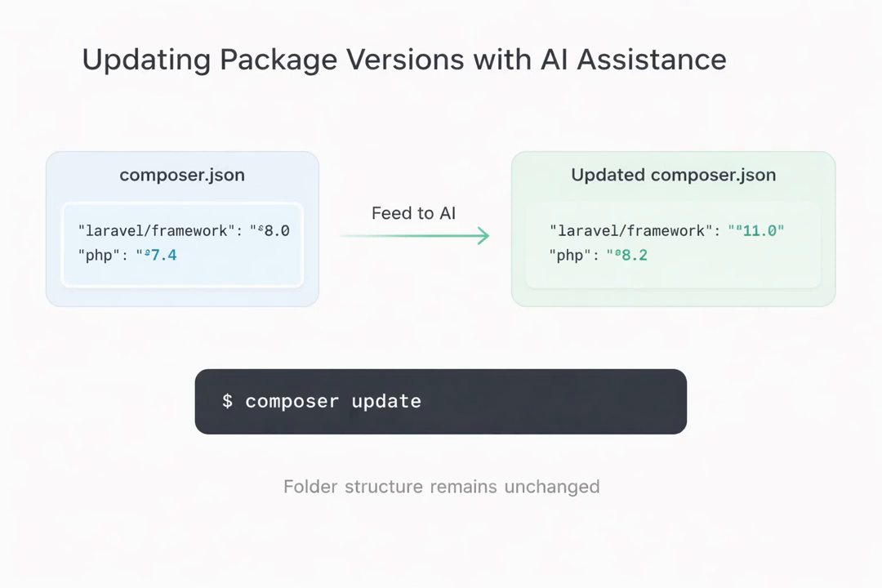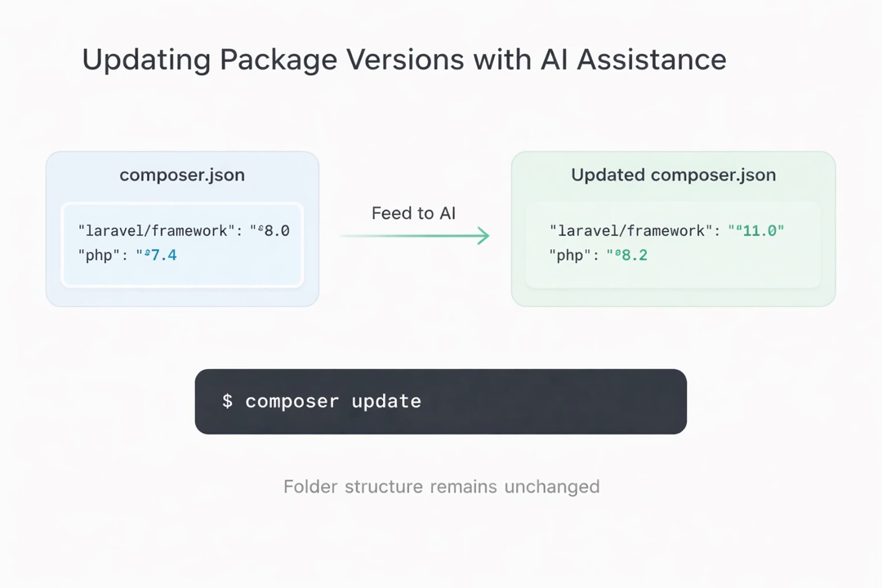Now, when it comes to updating your package versions, there's a really practical approach being discussed here. If you want to bring an older project up to date, you don't need to manually hunt through every dependency yourself. Instead, you can go into your composer.json file, copy the entire package list, and hand it over to an AI tool. You simply tell it, update all of these to their latest versions. The AI will figure out the appropriate version numbers and give you back an updated composer.json. Once you have that, you run the command composer update in your terminal, and your packages get updated accordingly.